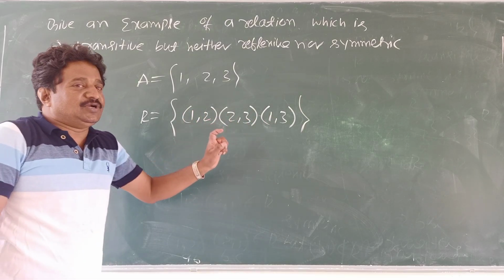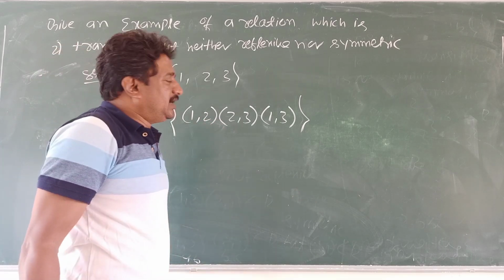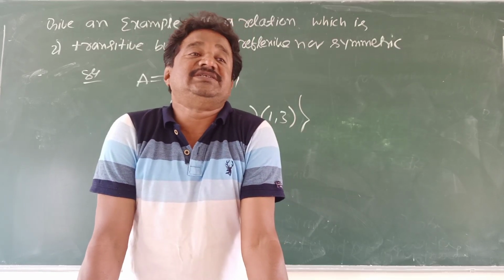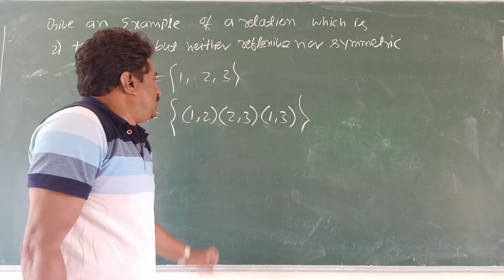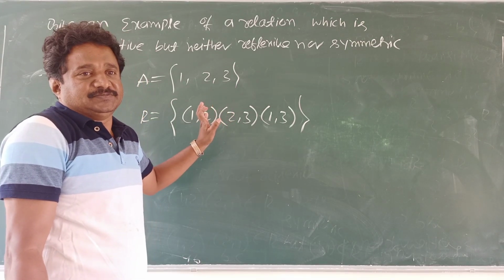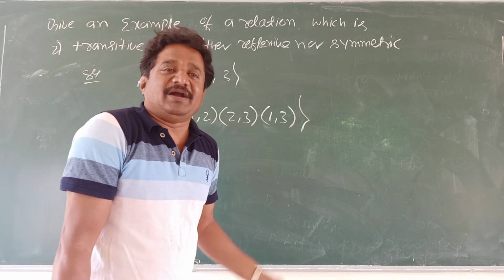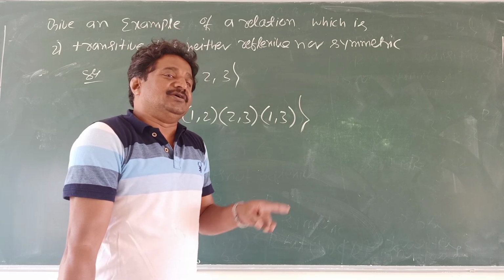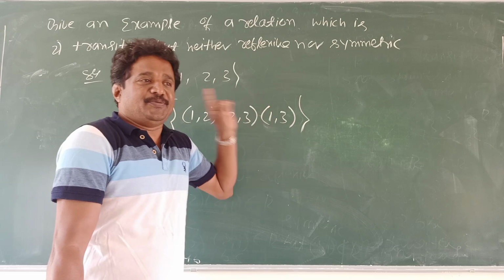Is it reflexive, students? No. Why is it not reflexive? It does not contain (A, A), (B, B), (C, C). Is it symmetric, students? No. It does not contain both (A, B) and (B, A). (A, B) is present, but not (B, A). One failed subject is enough to make it completely failed. I hope you are understanding.